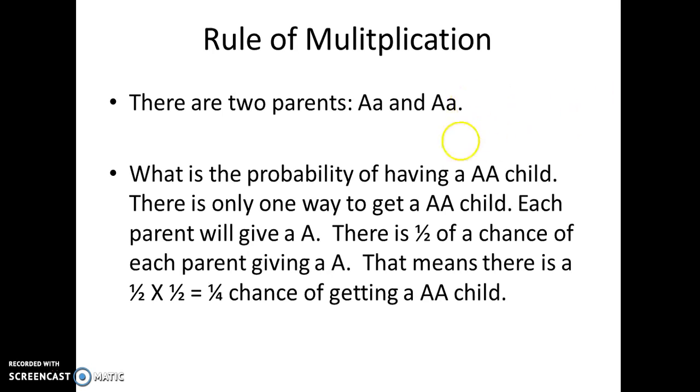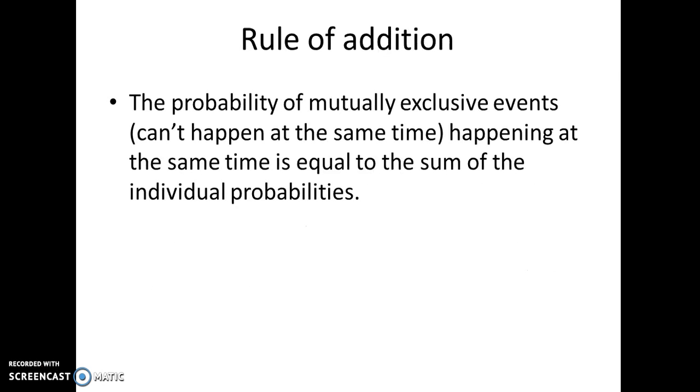Now, what happens if there's more than one way of getting something? Well, that deals with the rule of addition. So the probability of mutually exclusive events, that means they can't happen at the same time, happening at the same time is equal to the sum of the individual probabilities. So basically, you can get the same result in more than one way. The same result in more than one way, you add the individual probabilities. Do you have an example?